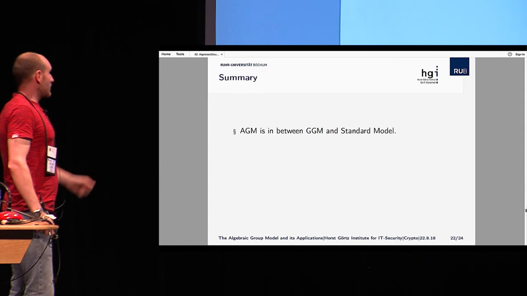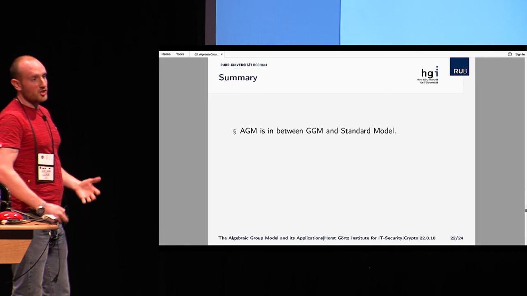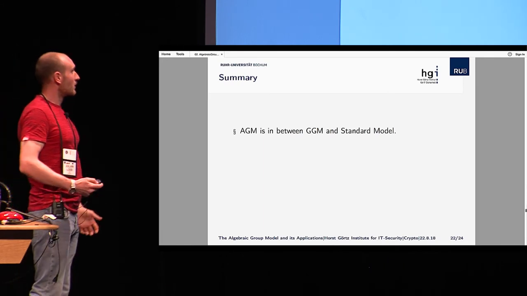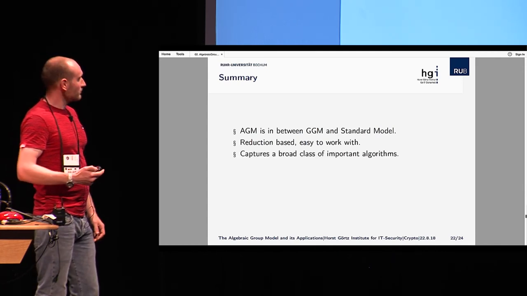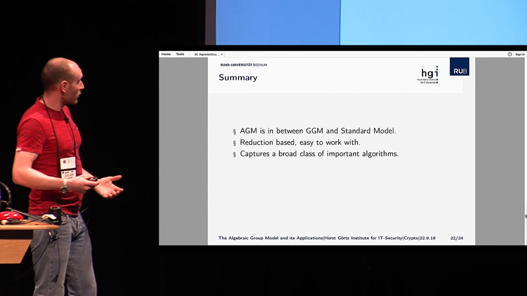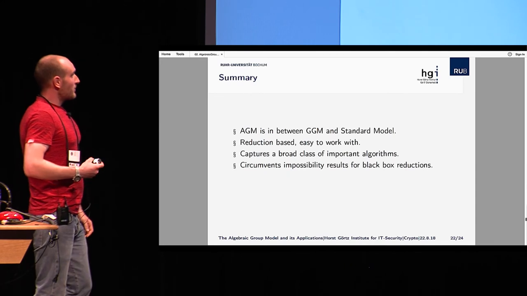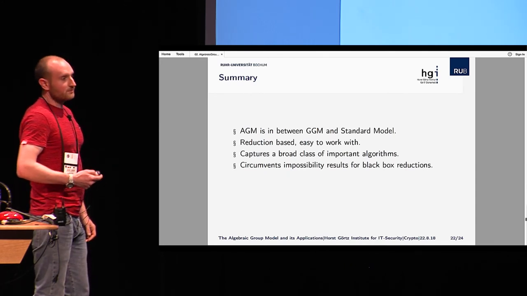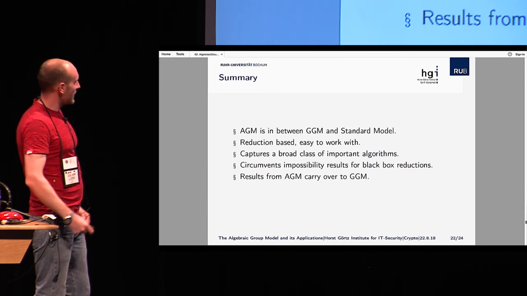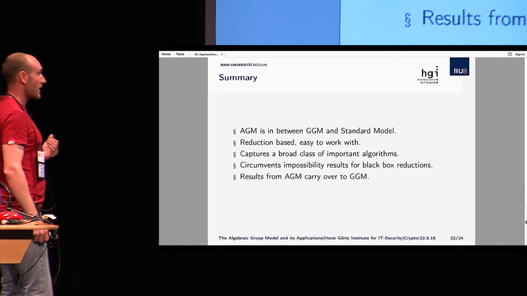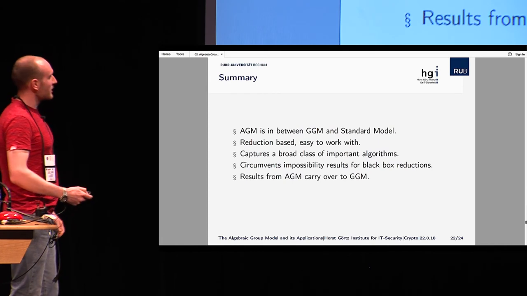Okay, so let me just give a summary of my talk here. So I introduced the AGM, which lies in between the generic group model and the standard model of computation. Okay, so it's reduction-based, and it's easy to work with, as I showed you. It captures a very broad class of important algorithms. And it circumvents some impossibility results for black box reductions. Okay, and as a very nice side property, results from the AGM also carry over to the GGM because it's more general than the GGM. And also we have this composition theorem, which is very nice.